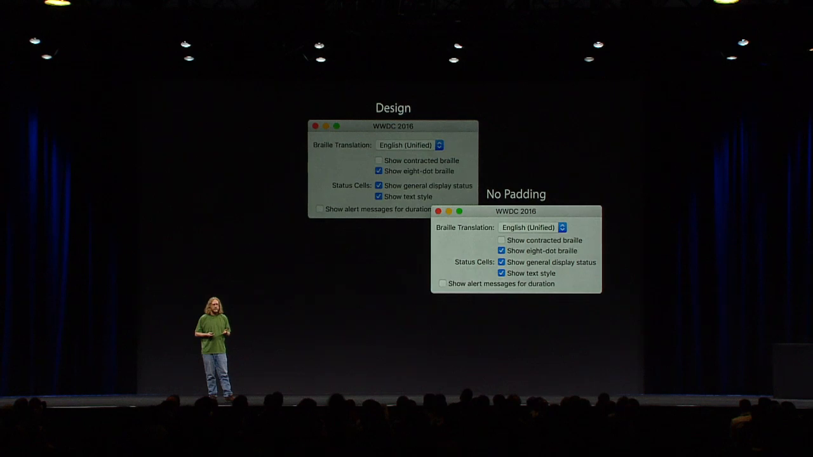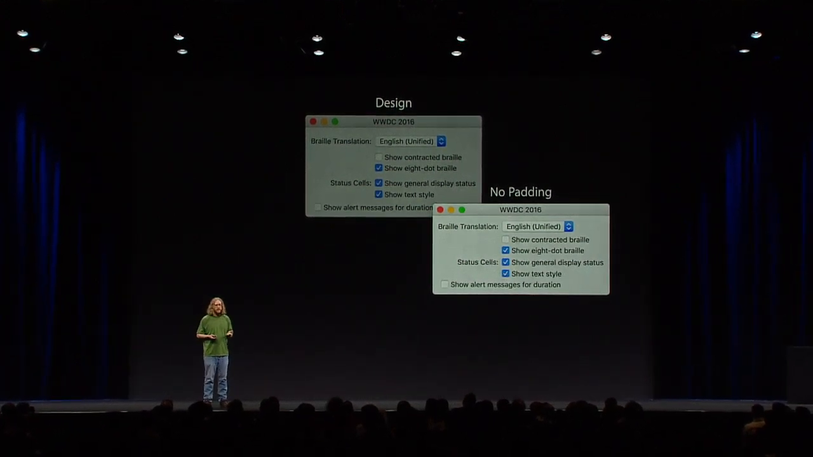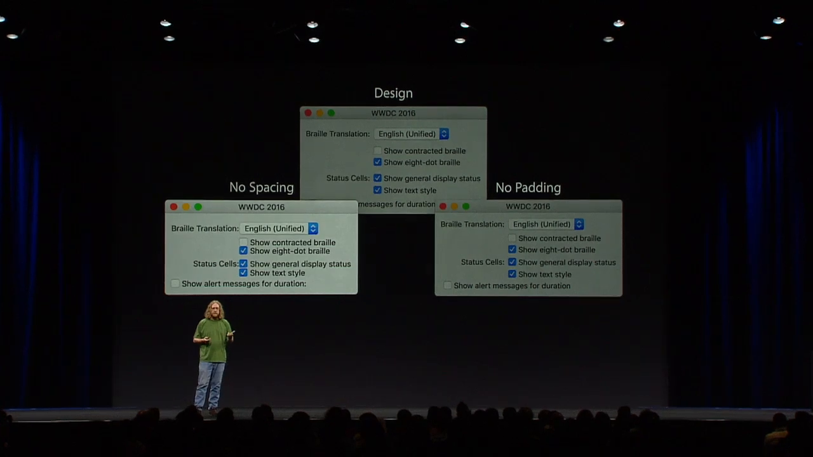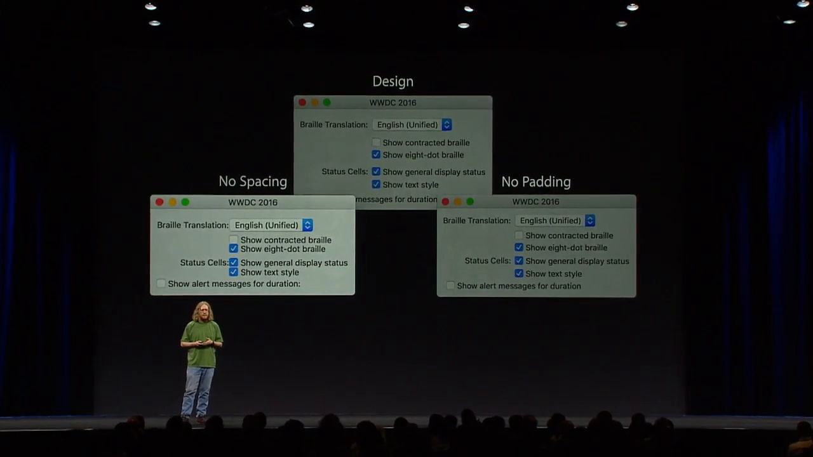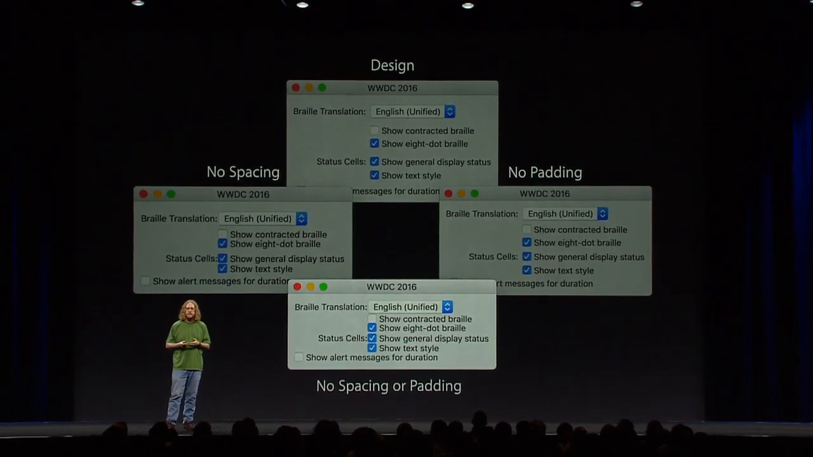So if we take a copy of the design here and we remove all of the padding, then this is what we get. The UI is still properly spaced out, but we lose the visual distinction between the different clusters of controls. If instead we keep the padding, but we take out all the spacing, we get this. We still have our control clusters, but the UI is very cramped together. And of course, if you remove both, you end up with this, where the whole thing is just very tightly compressed.